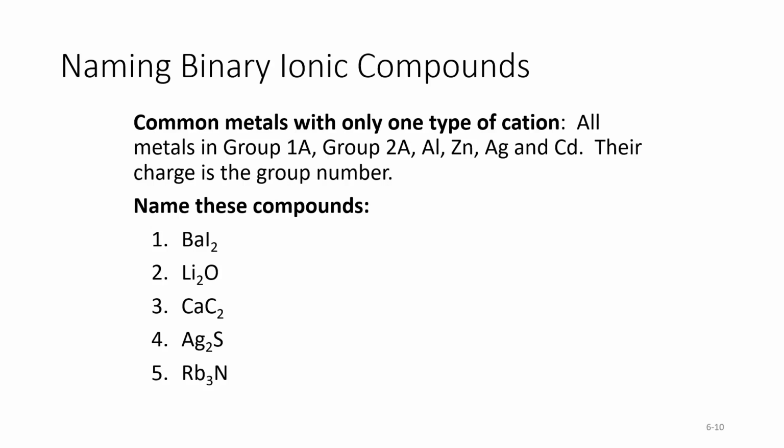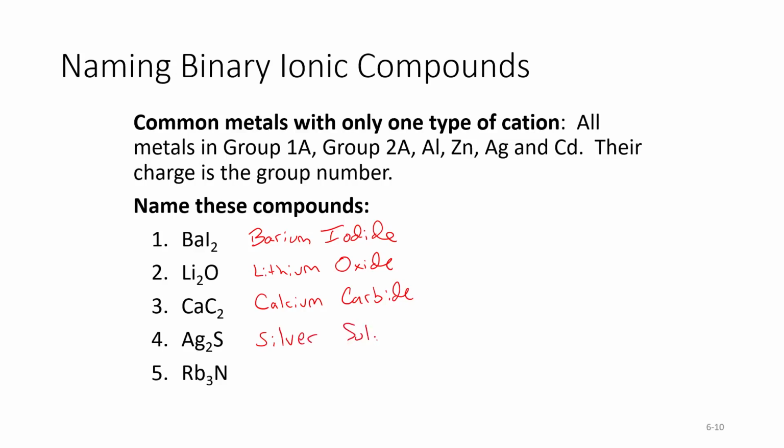Okay, so the first one is barium iodide. Lithium oxide. Calcium carbide. Silver sulfide. And rubidium nitride.